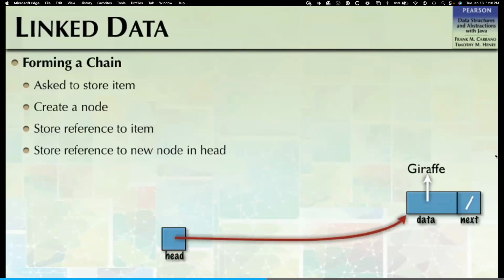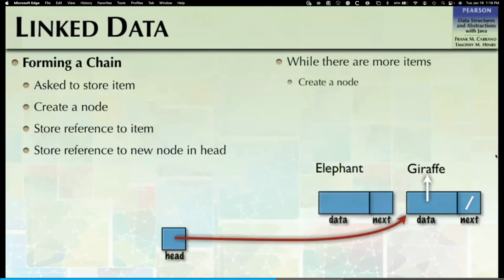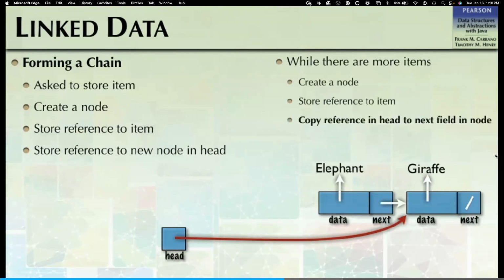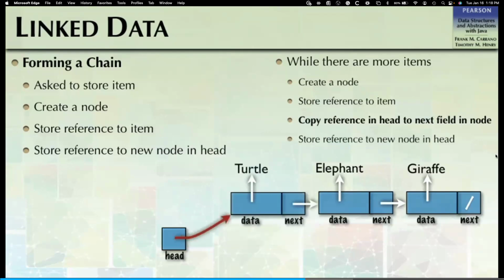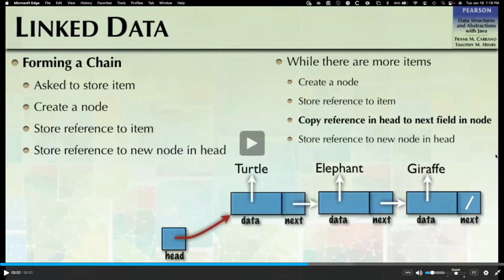The steps to store additional items in the chain are very similar. As long as we are asked to store items, we create a new node for each item, store a reference to the data item, and then, since there is already at least one node in our chain, we copy the reference from our variable head into the next data field of our new node. Then we store a reference to this new node in the variable head. These are the same steps that are then repeated for each additional item we want to store.